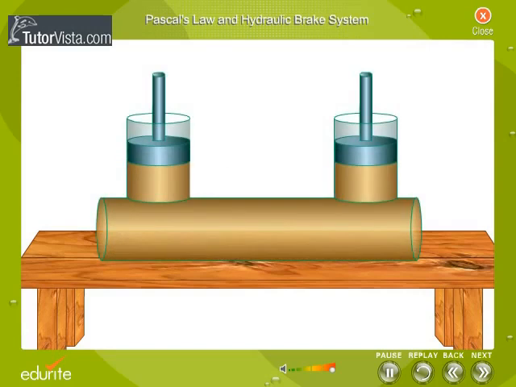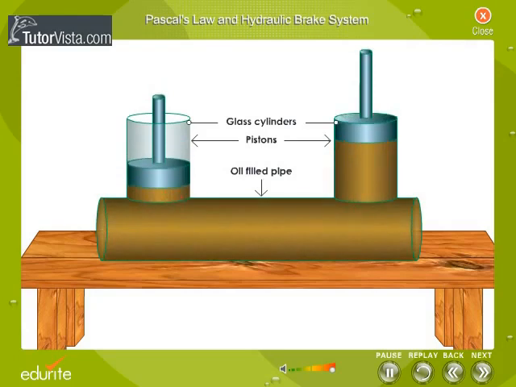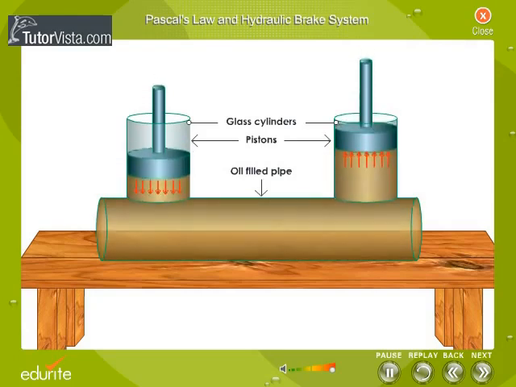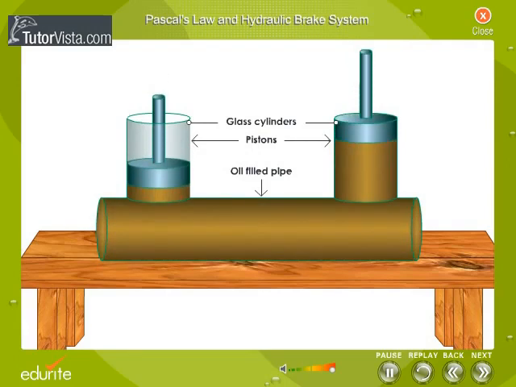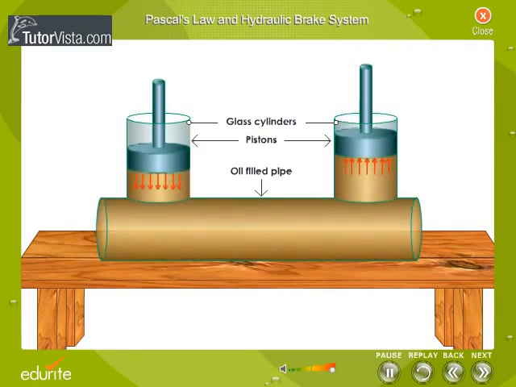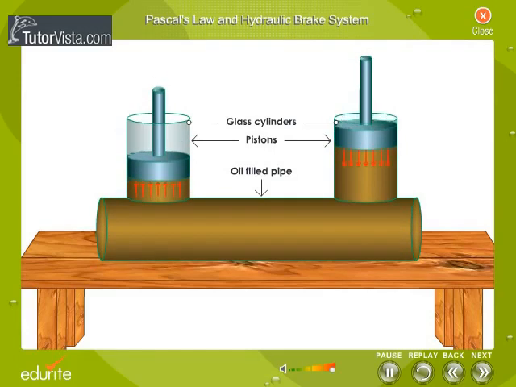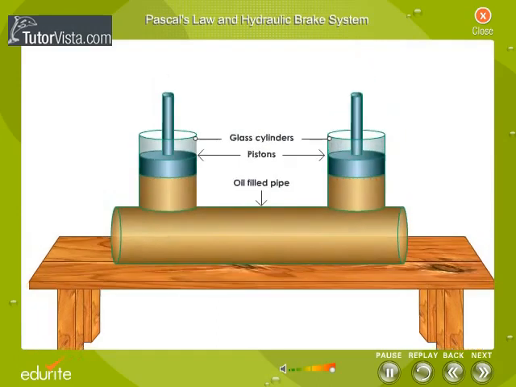Here you can see the simplest possible hydraulic system. Two pistons are fitted into two glass cylinders filled with oil and connected to one another with an oil-filled pipe. If you apply a downward force on one of the pistons, then the force is transmitted to the second piston through the oil in the pipe. Since oil is incompressible, the efficiency is very good. Thus, most of the applied force appears at the second piston.